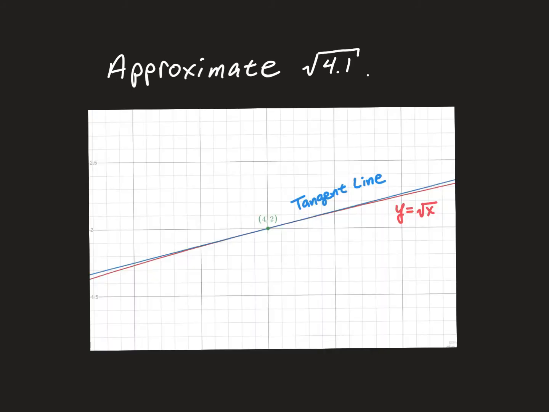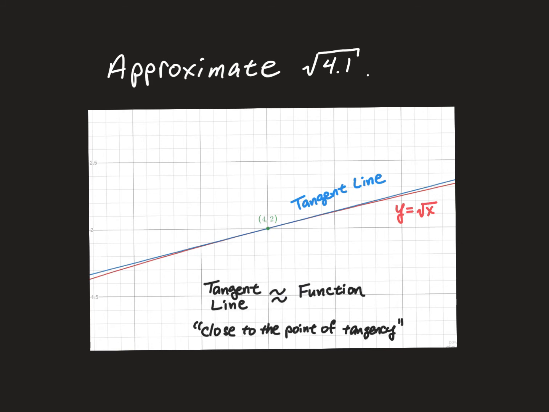So here's the idea. We have this curve, the square root of x, which is red, and we have this tangent line. And you can see that the line tangent to this curve at this point, 4, 2, is a pretty good approximation. In fact, if we were to zoom even more, if you really look closely here, it's hard to tell the difference between the tangent line and the curve. And that's the concept behind this process. So here's the idea. We're going to use the tangent line to approximate the function close to this point of tangency.